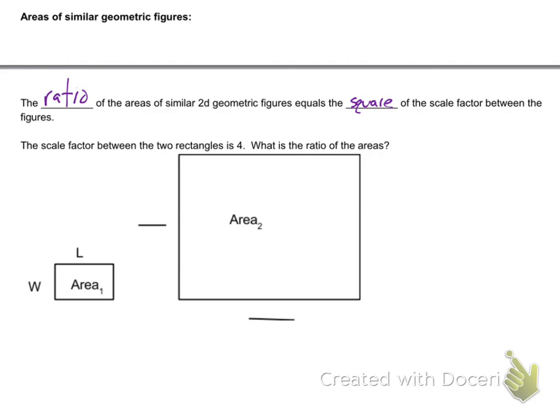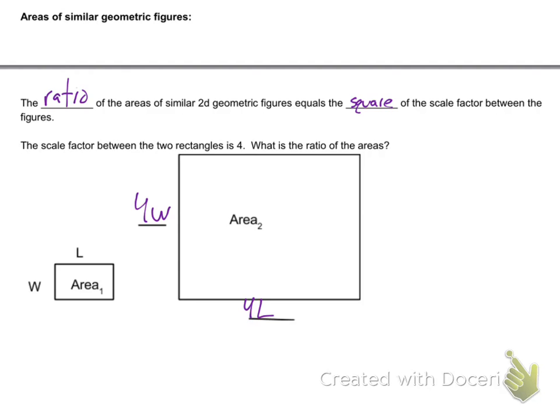So the ratio of two areas of similar geometric figures equals the square of their scale factors between them. So we have a scale factor of 4 between these two rectangles. That means if this is W, then this is 4W. If this is L, then this has to be 4L because of the scale factor, right? It's 4 times the size. Now, how do you find area?